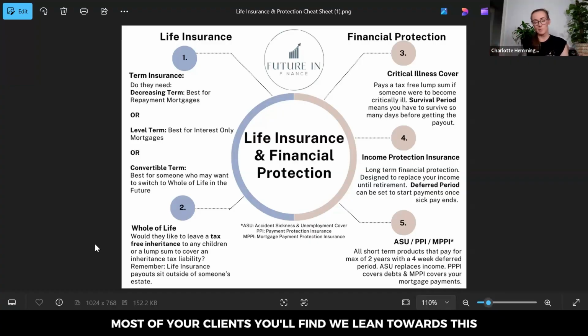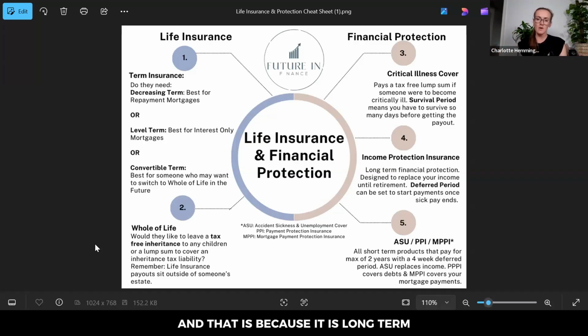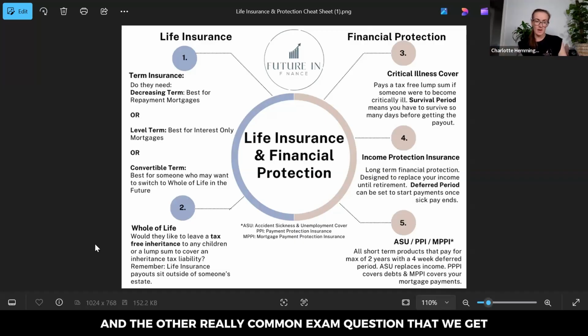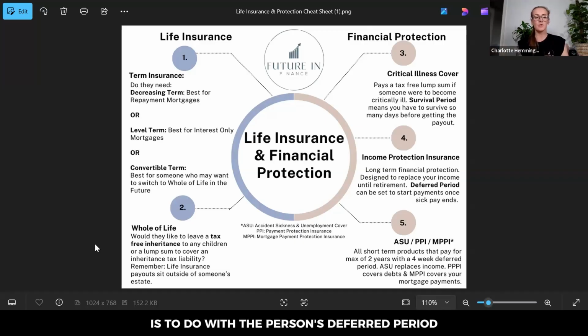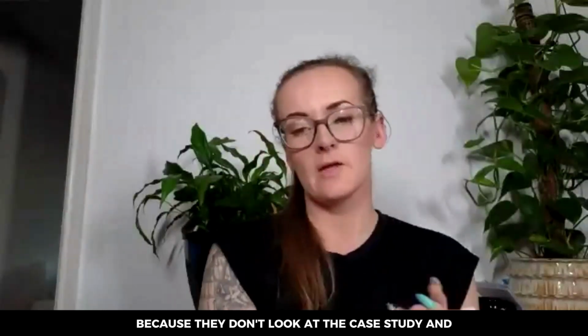Most of your clients, you'll find we lean towards this, and that is because it is long-term financial protection. It is designed to replace your income potentially until retirement. And the other really common exam question that we get with income protection insurance is to do with the person's deferred period. This one, a lot of people get wrong because they don't look at the case study.